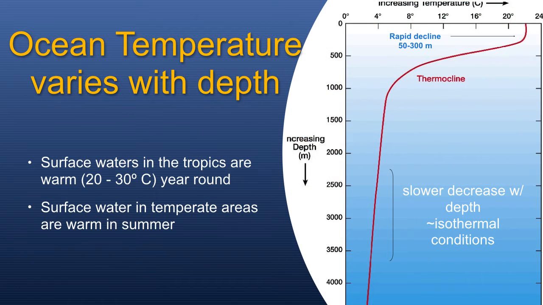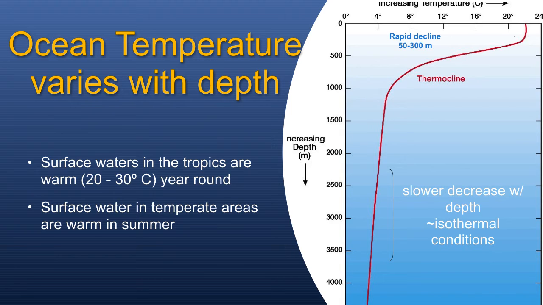So this pattern of 4 zones applies to the surface waters of the ocean, but it doesn't really apply to depth. So we need to talk about how ocean temperature varies with depth. Surface waters in the tropics are warm year-round at about 20 to 30 degrees C. And in the temperate regions of the ocean, surface waters are also warm during the summer. But in both of these places, we see a dramatic decrease in the temperature with depth. And this is called a thermocline.